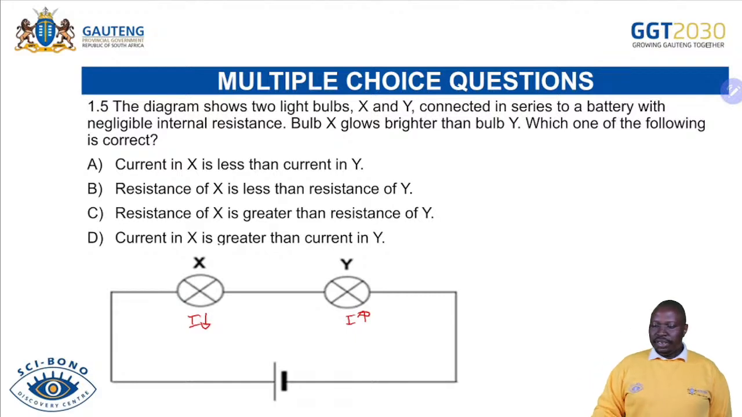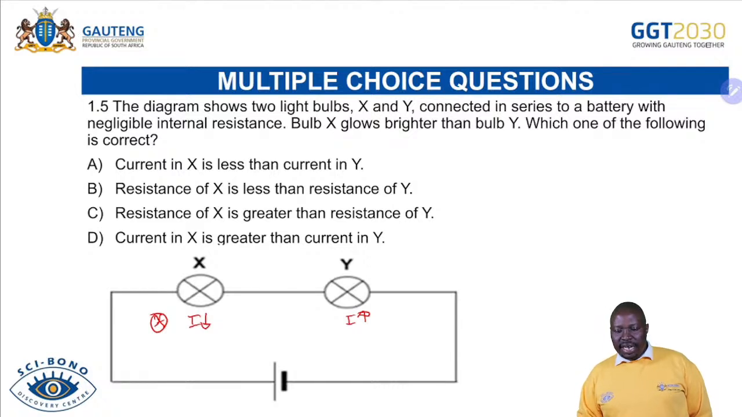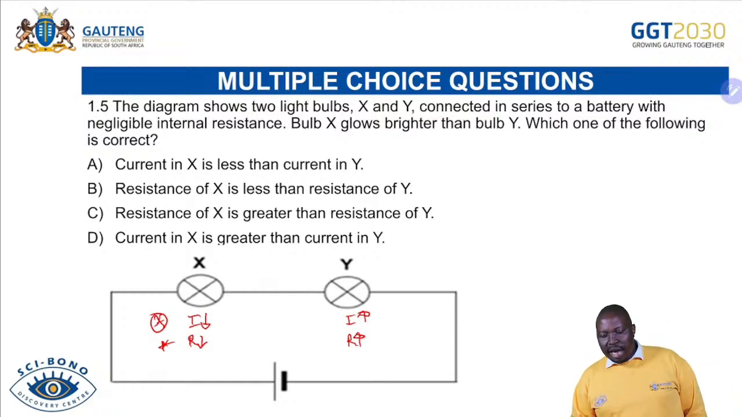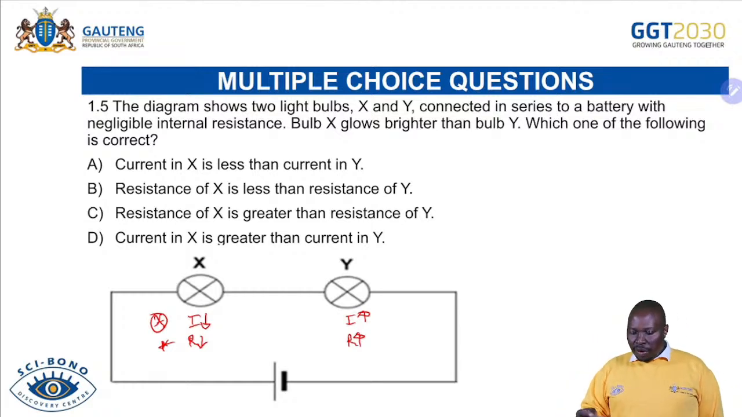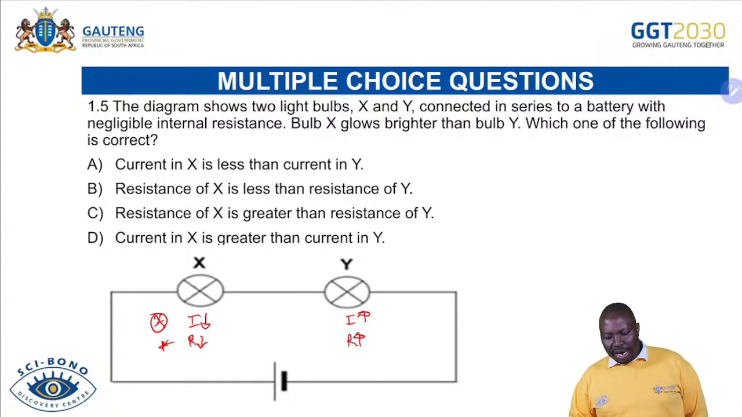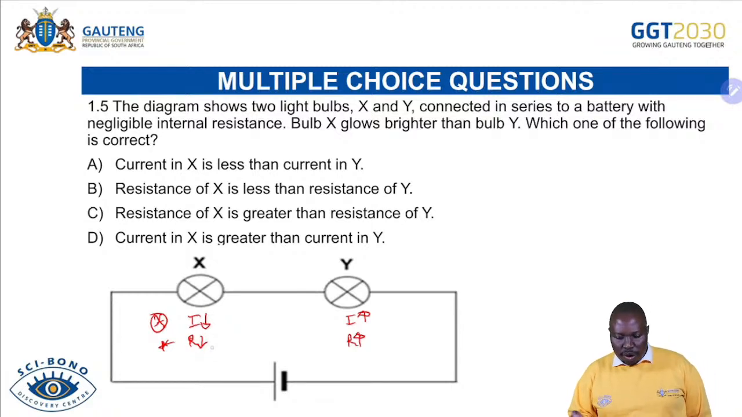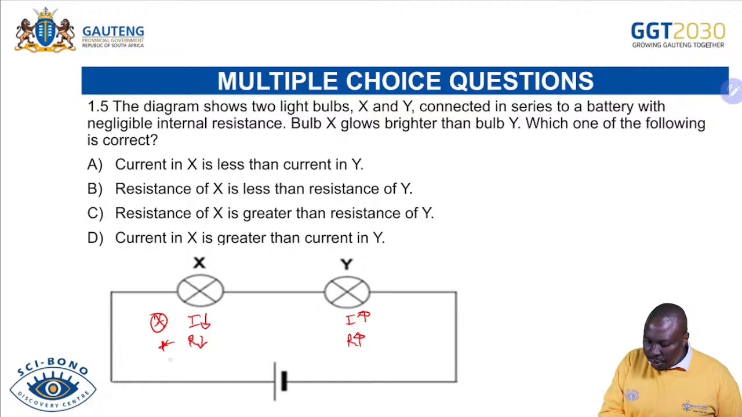Look at the second option, which is number B. Number B is saying resistance of X is less than resistance of Y. So that's what they're saying. And you can see already that the two statements are not talking to one another, because if current is low, resistance must be high. But these two are saying current is low and resistance is low. So now we're going to look at those two statements to check which one is correct.